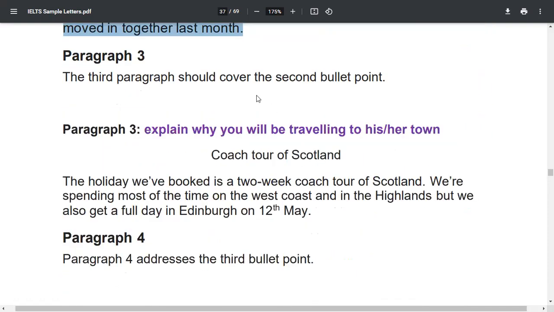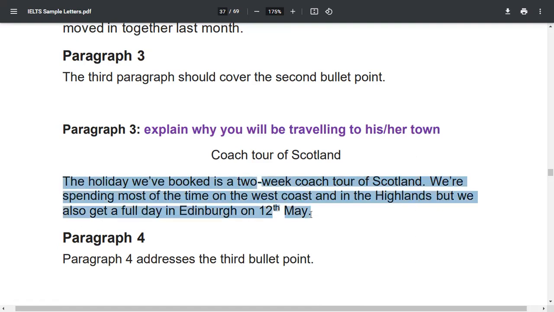Now the second bullet point that says explain why you will be traveling to his hometown. Let's see what I'm going to write. The holiday we booked is a 2-week coach tour of Scotland. We are spending most of the time on the West Coast and in the Highlands, but we also get a full day in Edinburgh on 12th May. Amazing paragraph, answering the second bullet point.